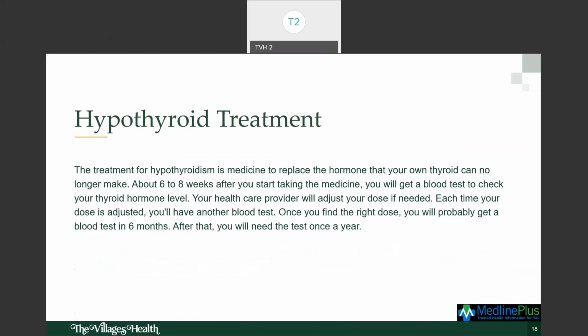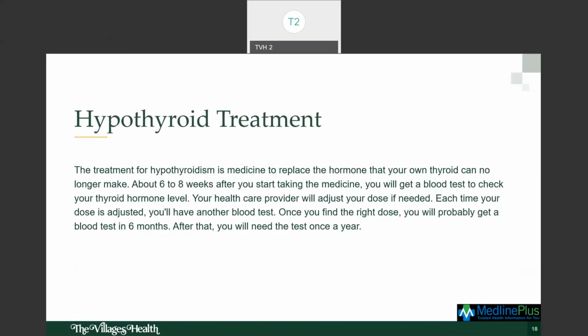Now, the treatment for hypothyroid is medication to replace the hormone that your thyroid gland is no longer making. So after about 6 to 8 weeks after you start taking the medications, your doctor will probably order a blood test to check and see where your levels are. They may need to adjust your dose of the medication that you're taking. In general, it does take a couple times to make sure your levels are right within the range that it needs to be. So each time your dose is adjusted, you'll need to have another blood test to make sure that you are right in the level where you need to be.